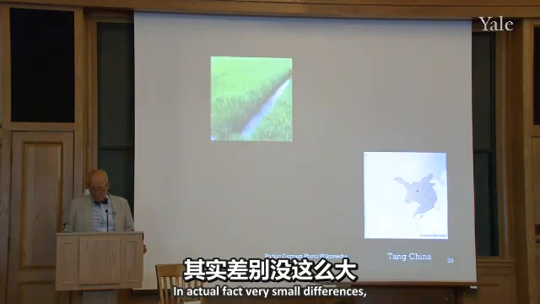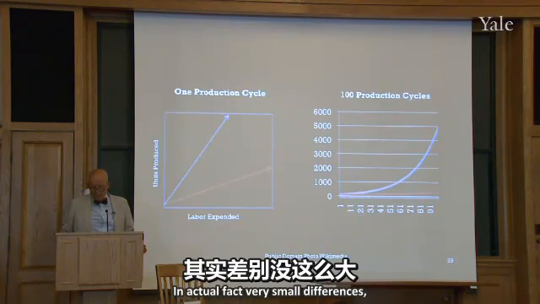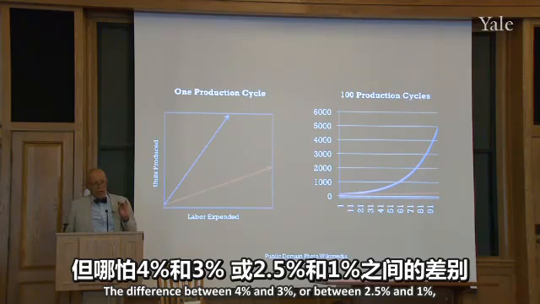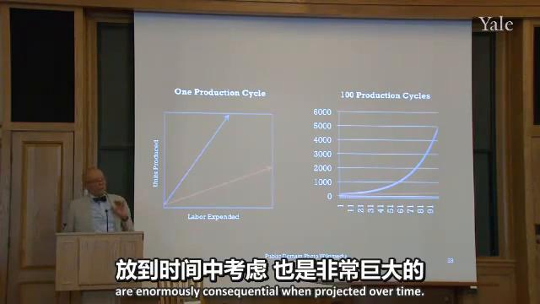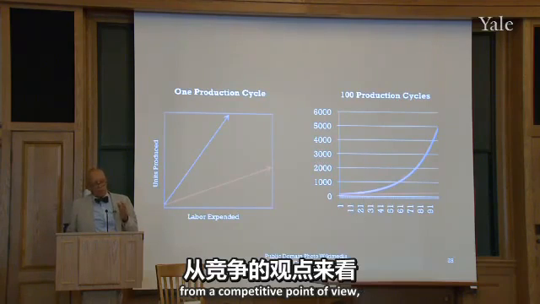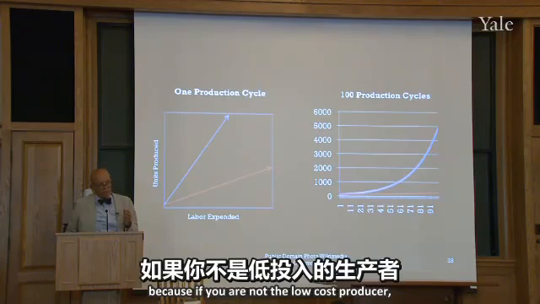And in actual fact, very small differences, I've greatly overstated them in the production function here. The difference between 4% and 3%, or between 2.5% and 1%, are enormously consequential when projected over time. And at a given moment in time, are enormously consequential from a competitive point of view.